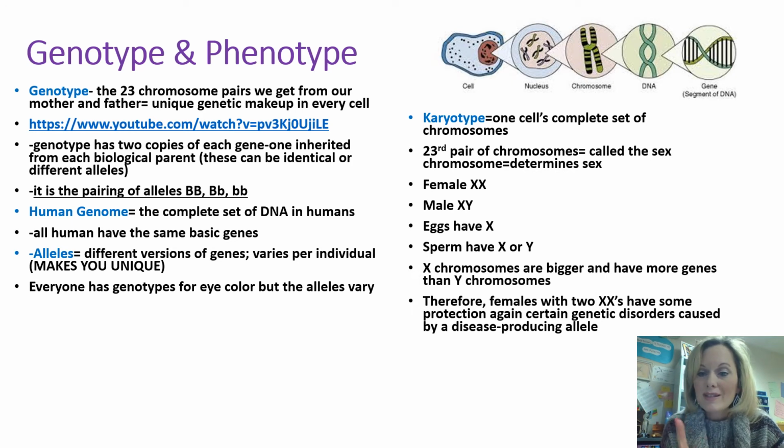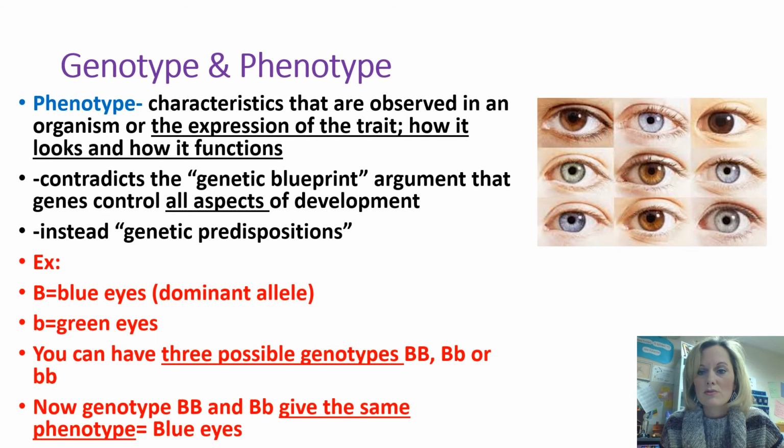Now, the 23rd chromosome is the one that we call the sex chromosome, and that determines sex. Females have an XX, males have an XY, because eggs create X and sperm have X or Y, okay? And the X chromosomes are bigger and have more genes than the Y chromosomes. So that's why if females have two Xs, they have some protection against genetic disorders that maybe men wouldn't have, okay? So remember that your sex chromosome is your 23rd.